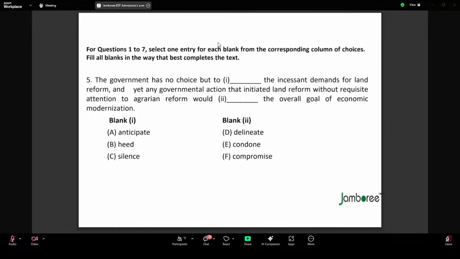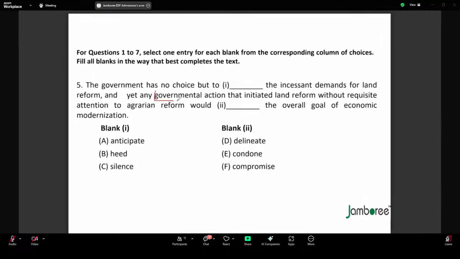A lot of courage people have shown to be here on Christmas Day. The government has no choice but to do something, given the incessant demand for land reform. Well, if they have no choice, they can only take government action. That means they will be taking action, and they are accepting this. That means they're listening to them.